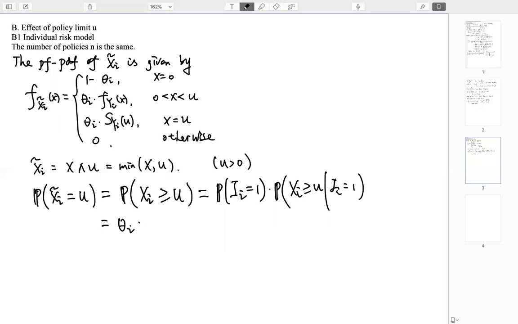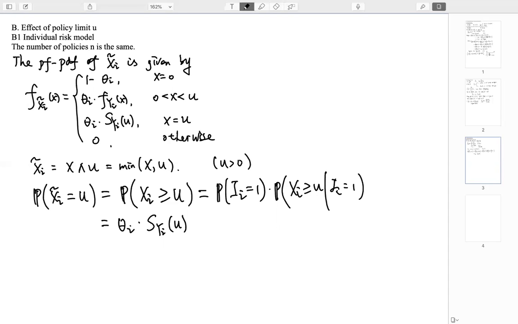So here I have this. Otherwise it's 0, that's obvious. It will not be beyond u because it's capped at u. It will not go more than u, and it will not be less than 0, so otherwise it will be 0. That is the analysis on the individual risk model.